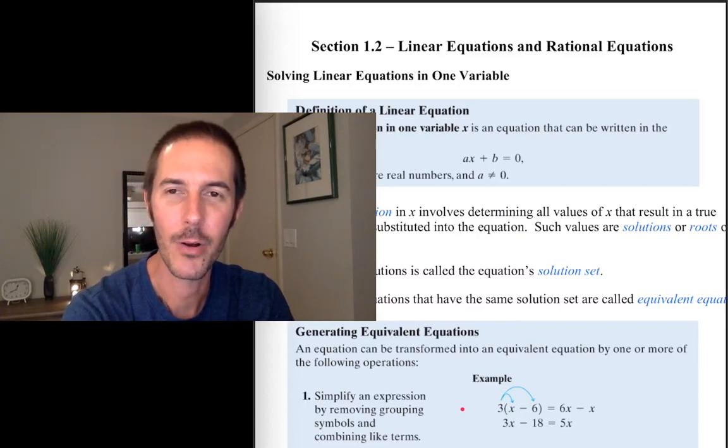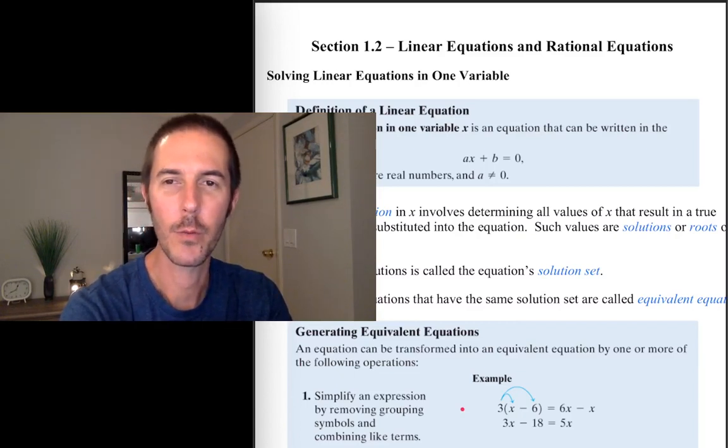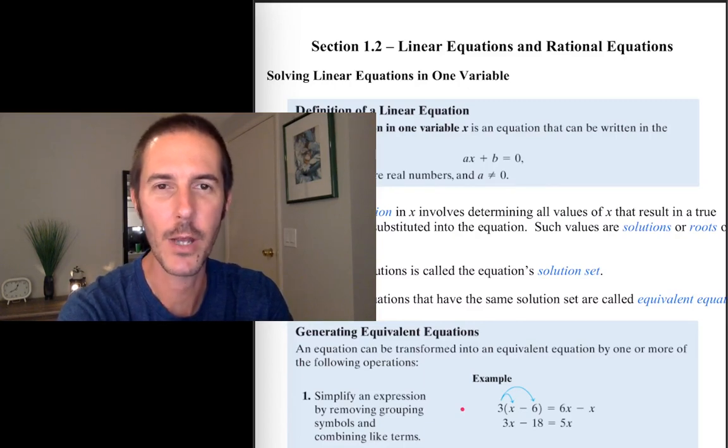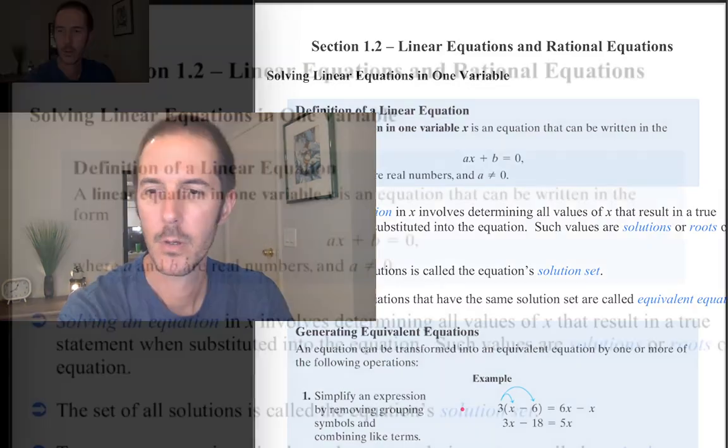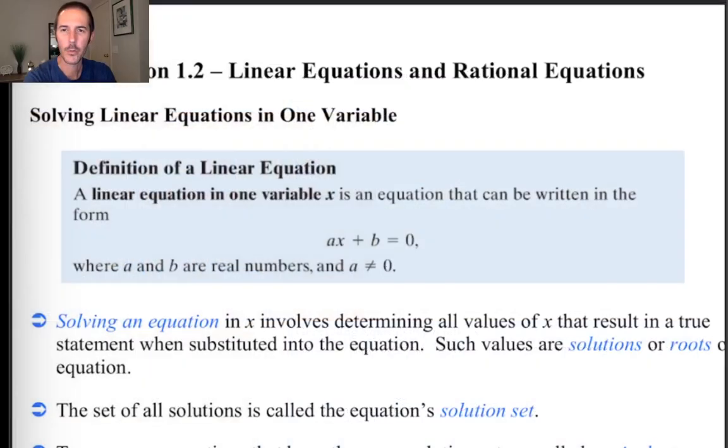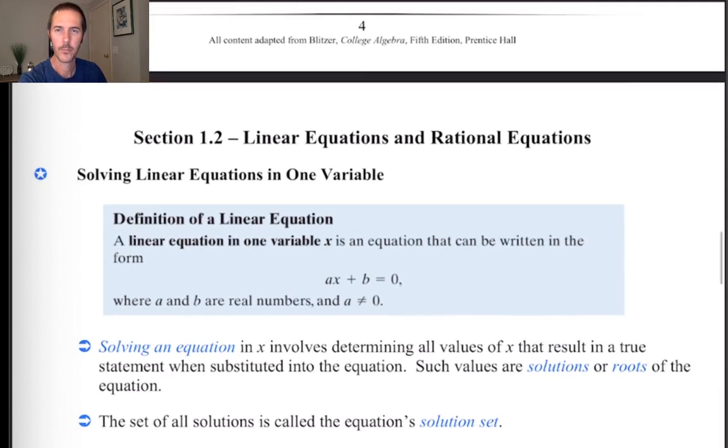All right, here we are in College Algebra 1.2, where we're talking about linear equations and rational equations. We're going to go through and look at some definitions and some examples, and you're welcome to pause and be taking notes as we're going through here. These notes were adapted from Blitzer's College Algebra 5th edition, by the way.